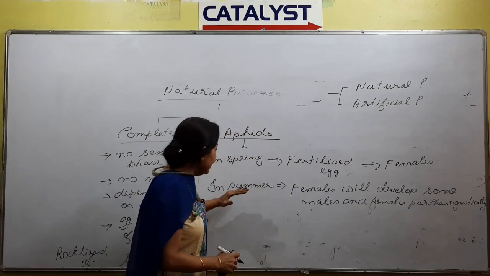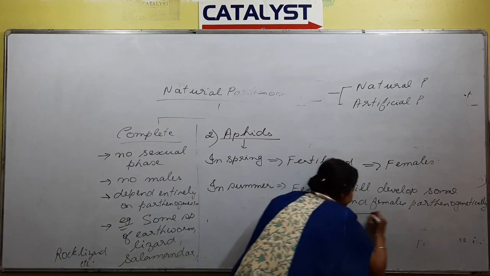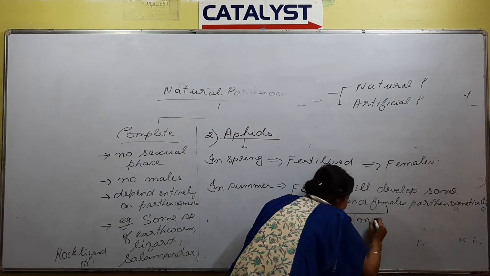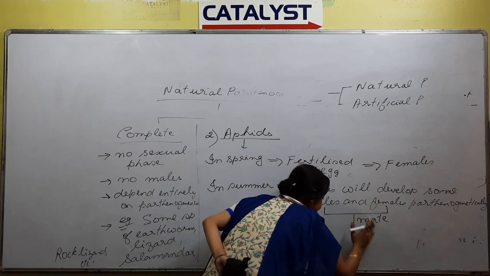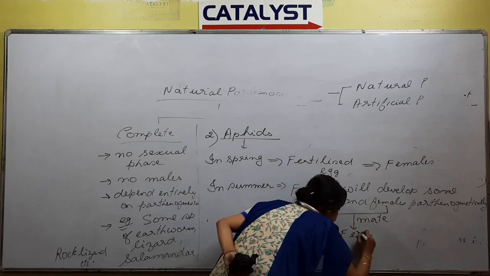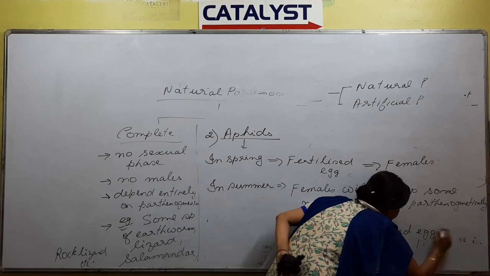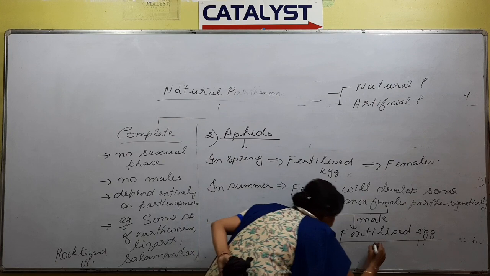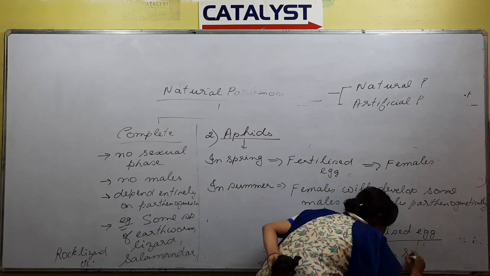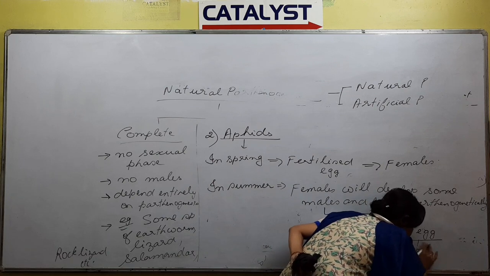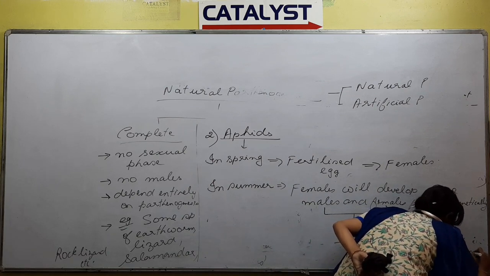In summer, the males and females that are produced will mate, right? When the two mate, they will produce a fertilized egg, right? A fertilized egg will hatch in the spring season. And what will form when it hatches in spring? Females.